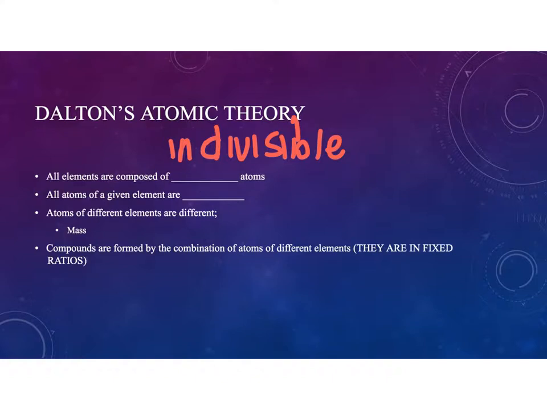Okay, next bullet. All atoms of a given element are identical. Now, what does this mean? So, elements have identical atoms, which gives them the property of being an element. Just as the bullet before said, they're indivisible. So, its makeup has to be uniform in order for it to be a pure substance. Elements are pure substances. Remember that.